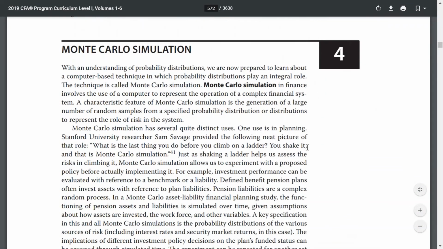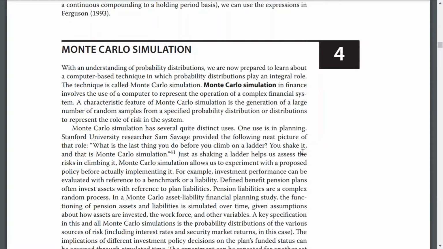With an understanding of probability distributions, we are now prepared to learn about a computer-based technique in which probability distributions play an integral role. The technique is called Monte Carlo simulation. Monte Carlo simulation in finance involves the use of computers to represent the operation of complex financial systems. A characteristic feature of Monte Carlo simulation is the generation of a large number of random samples from a specified probability distribution or distributions to represent the role of risk in the system.